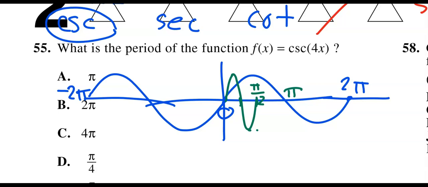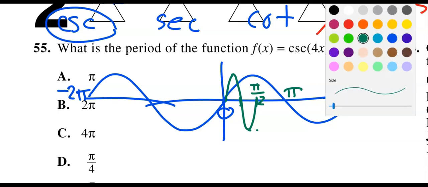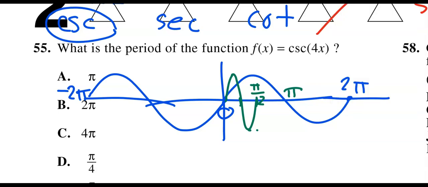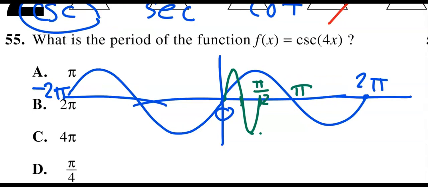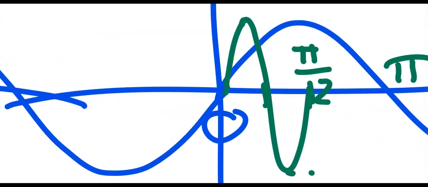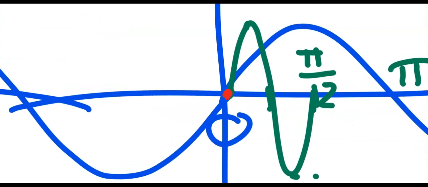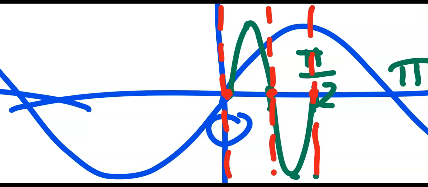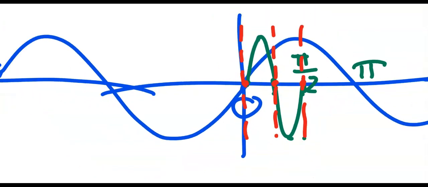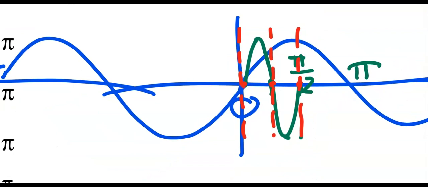Now, what happens when they do the reciprocal? I am surprised they threw this one at you, so maybe we should do this with a graphing calculator. Because a reciprocal would mean that every single x-intercept would become what? A vertical asymptote. And it would do that over and over and over again.